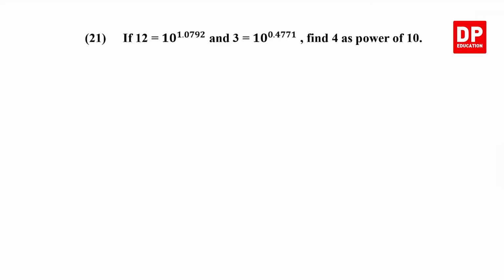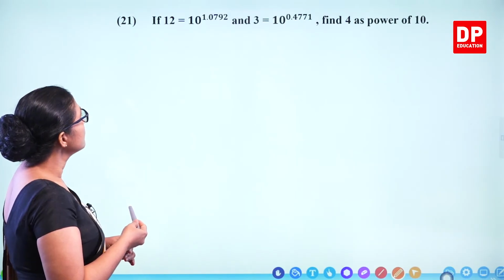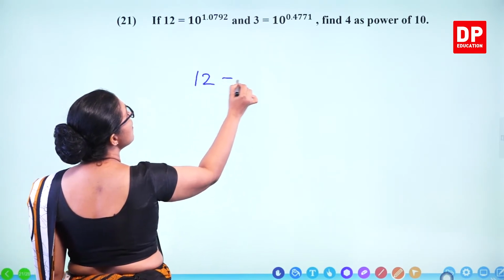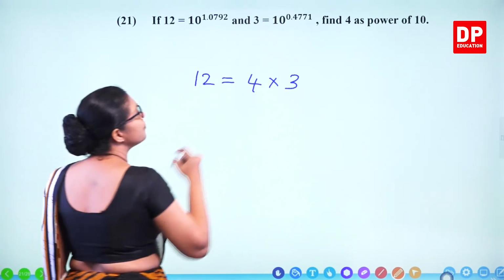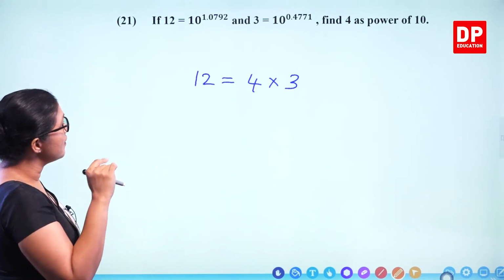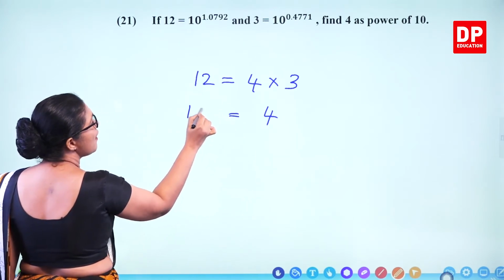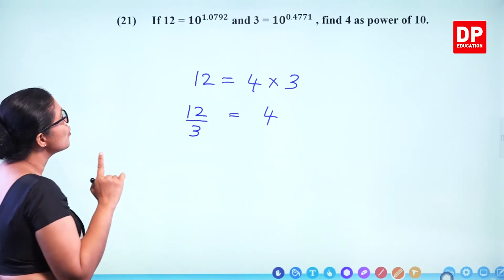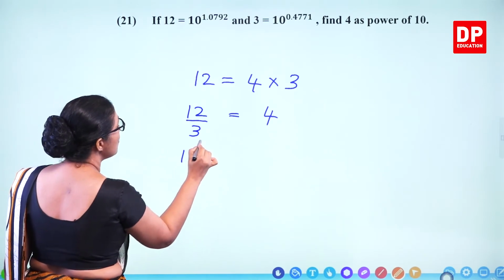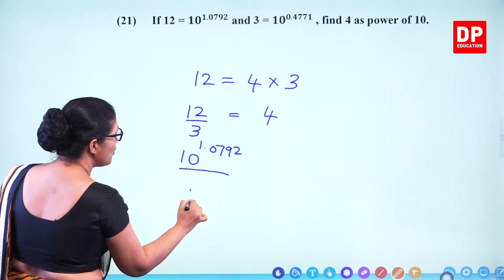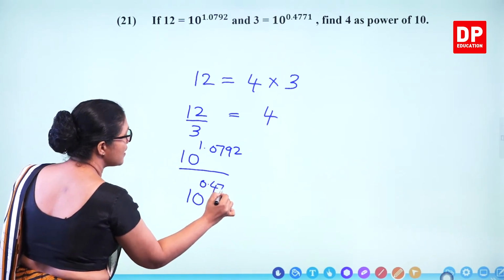12 is 10 to the power this, 3 is this. Find 4 as a power of 10. 12 is 4 times 3, because you have to combine 4 and 3. So what is 4? 12 divided by 3. So 12 you can write as 10 to the power 1.0792. 3 is 10 to the power 0.4771.